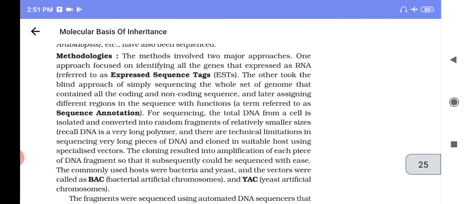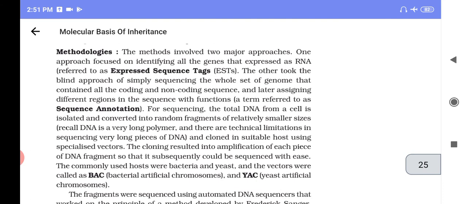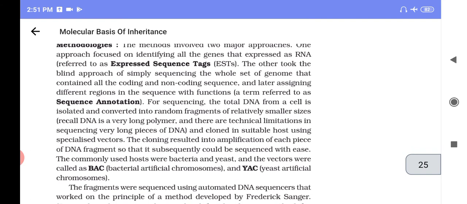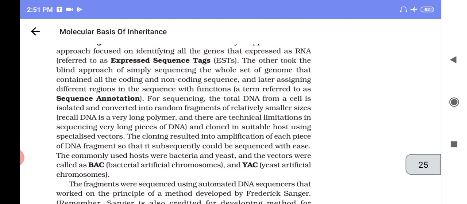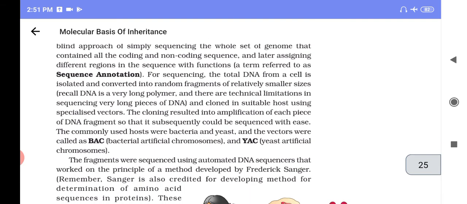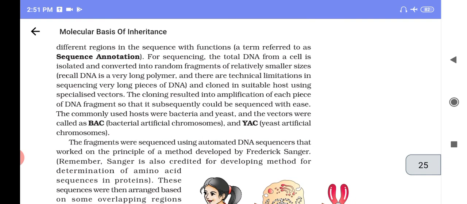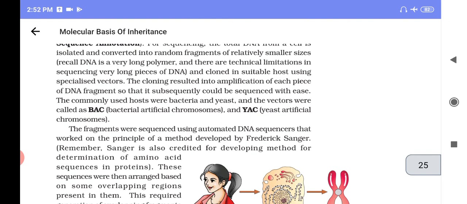For sequencing, the total DNA from a cell is isolated and converted into random fragments of relatively smaller sizes. Recall, DNA is a very long polymer and there are technical limitations in sequencing very long pieces of DNA. The fragments were cloned in a suitable host using specialized vectors. The cloning resulted in amplification of each piece of DNA fragment so that it could subsequently be sequenced with ease.